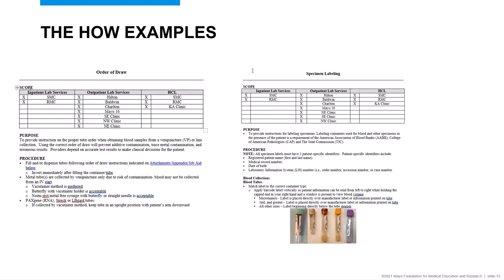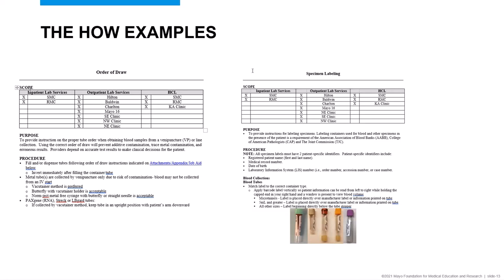Now in the order of draw, instead of using numbers, it's bullets, which works as well. You most certainly can use bullets, provide your steps. And this really is relevant only to the order of draw. Fill and dispense according to the attachment. Invert after filling, when the metal tube is collected. Which method is preferred, et cetera, et cetera, et cetera.